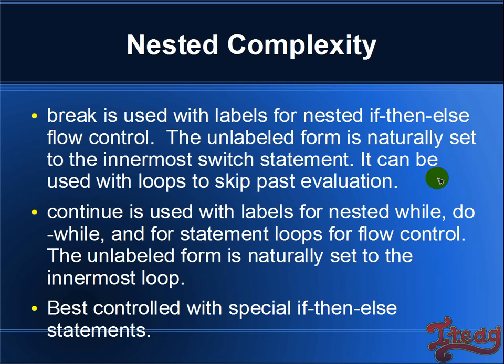It can be used with loops to skip past evaluation. So if you call break in a loop, it will go to the evaluation, but like the continue statement, it skips the evaluation, goes to the end of the loop, and goes on past. That's how I mentally see it. And now, continue is used with labels for nested while, do-while, and for statement loops for flow control. The unlabeled form is naturally set to the innermost loop.